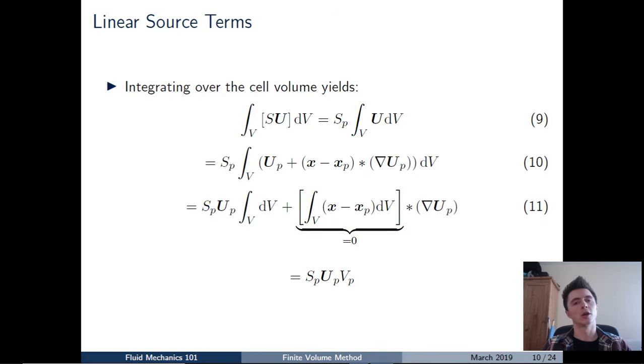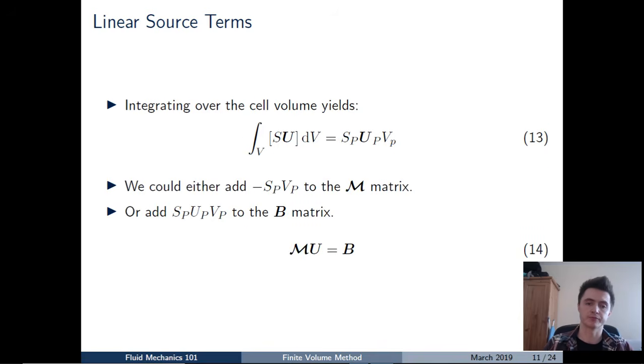So if we think of this physically, what it means is that the distance from every point in the cell to the centroid, if we average those, then the integral is 0, and that's why it's the cell centroid. So equation 11 there simplifies down to SP, that's our constant scalar, multiplied by the velocity at the cell centroid, multiplied by Vp, which is the volume of the cell. So that's our linear source term.